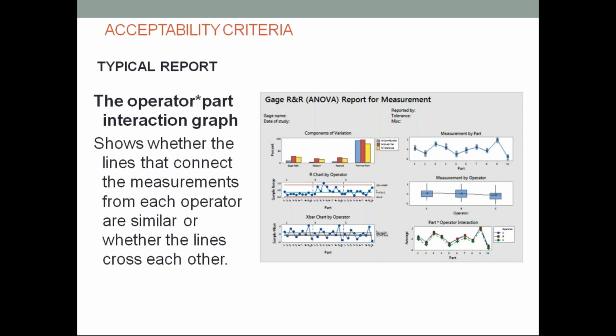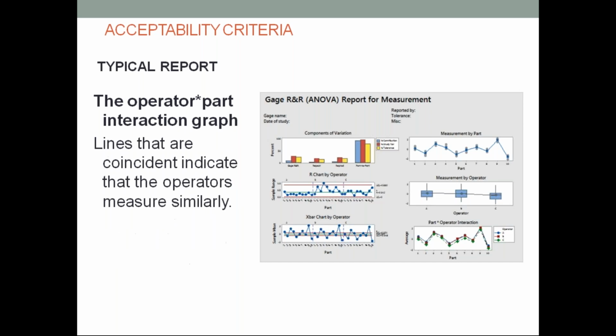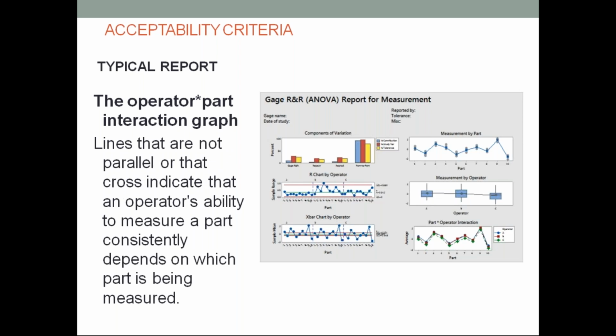Then there's an operator by part interaction graph. It shows whether the lines that connect the measurements from each operator are similar or whether the lines cross each other. Lines that are coincident indicate that the operators measure similarly. Lines that are not parallel or that cross indicate that the operator's ability to measure a part consistently depends on which part is being measured.